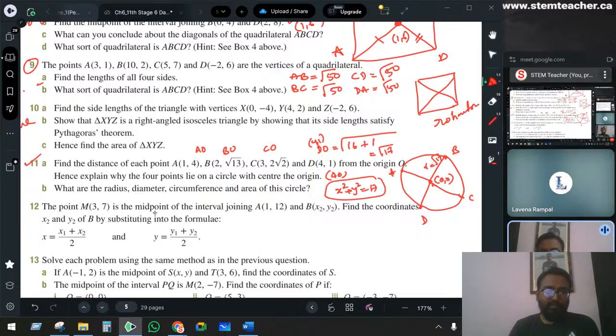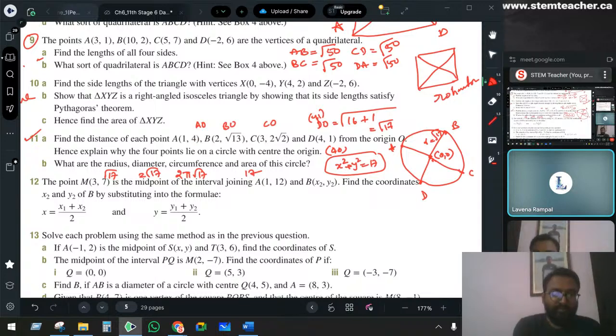So here, what is the radius? Square root 17. What is the diameter? 2 root 17. What is the circumference of the circle? What is the formula for the circumference of a circle? 2 pi r. It's 2 pi root 17. What is the area of the circle? Pi r squared. So r is square root 17, so r square is 17. That's it.